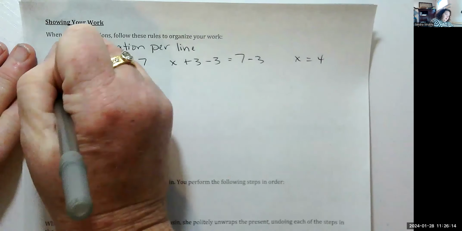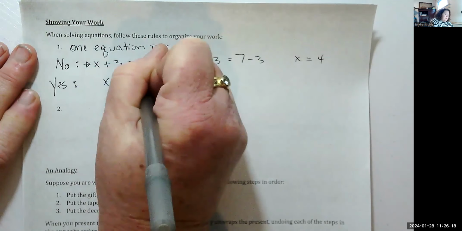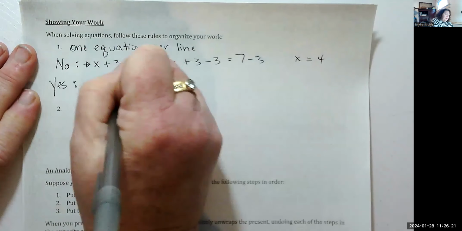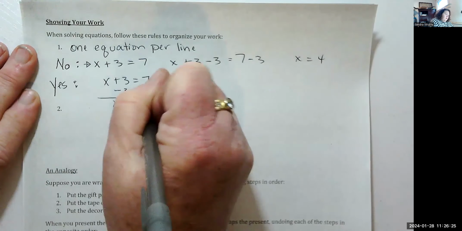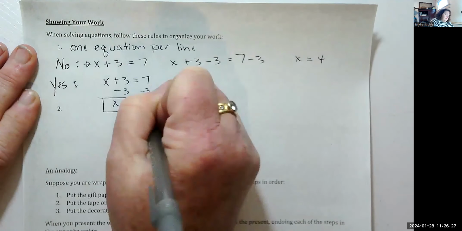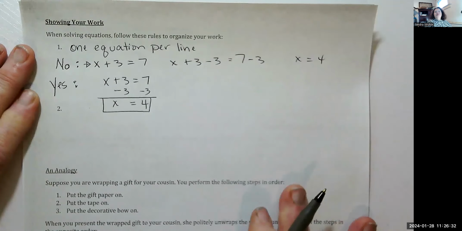So here's how you do it. This is the way to do it. x plus 3 equals 7. Subtract 3 from both sides. x equals 4. Square or circle your answer. That's always nice. Professors love that.